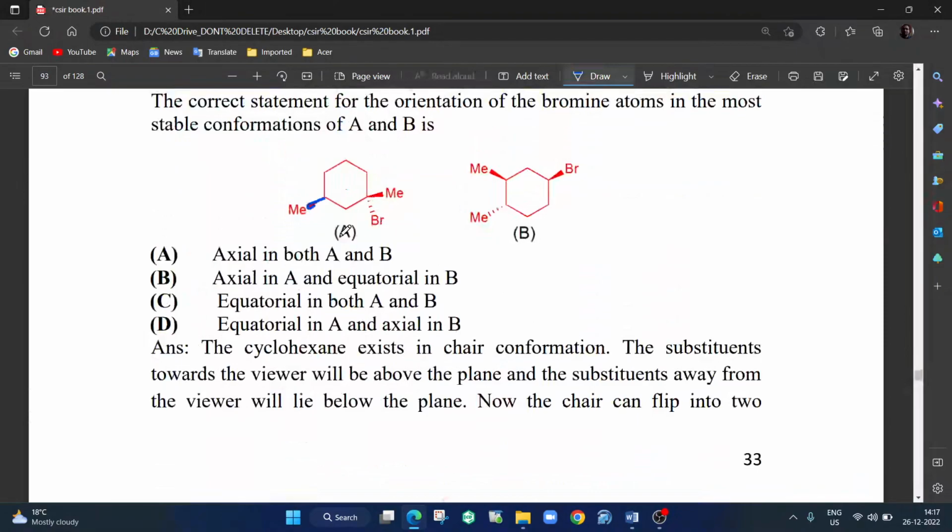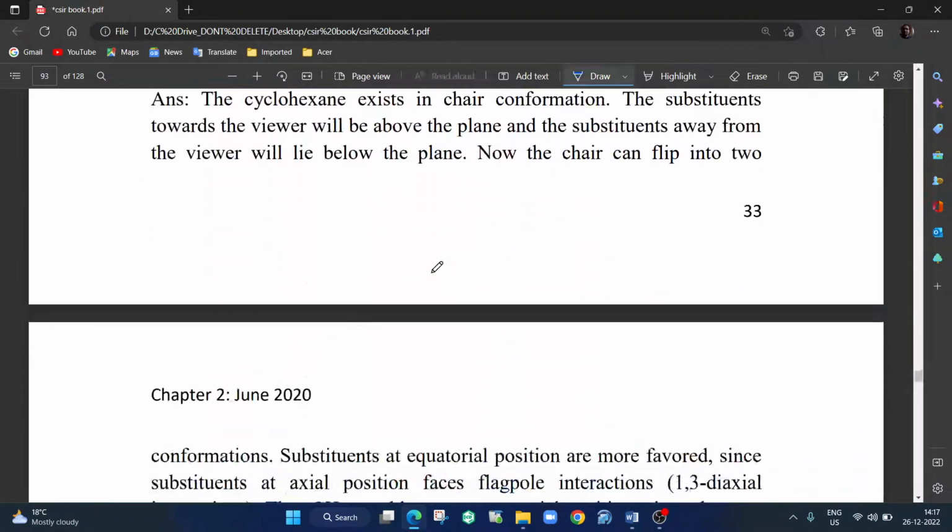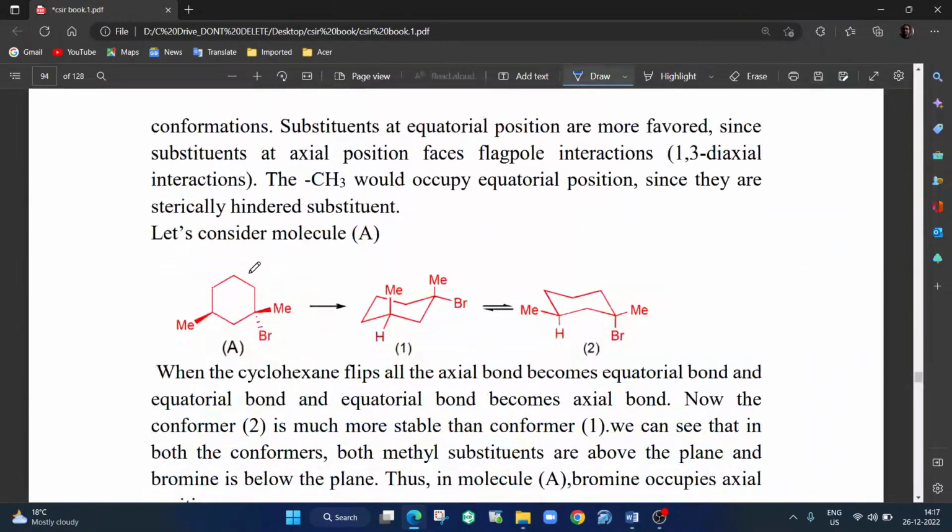Okay, so you have A and you have B. Let's solve it. This is the one structure. Once we draw cyclohexane, you can see this methyl is towards the viewer, so we draw it above the plane. On this carbon, you can randomly choose any carbon, I have chosen this carbon, and bromine is away from the viewer, so below the plane. So this is position 1, position 2, position 3. So again 1, 2 and 3. Here methyl is towards the viewer, so above the plane, so it is in axial position. I hope everybody knows how to draw axial and equatorial.